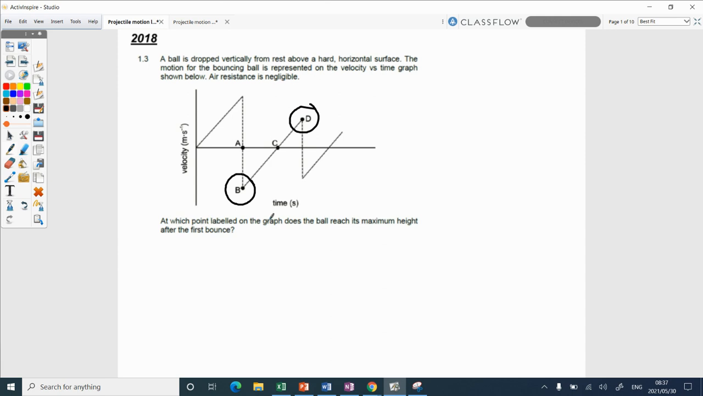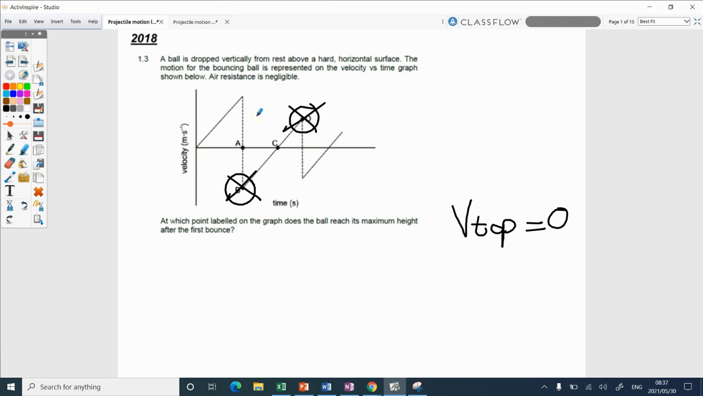The question says, at which point does it reach a maximum height? So maximum height, what do we know about maximum height? V top is 0. Yes, we know it's 0. Now if you were doing this in the exam and you weren't sure, you would have scratched out D and B. So when you come back to it, it's 50-50 between A and C. Happy with that? But now which one is it? C. Why? Why not A?